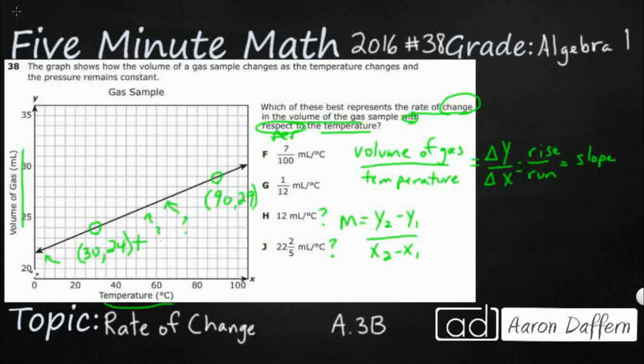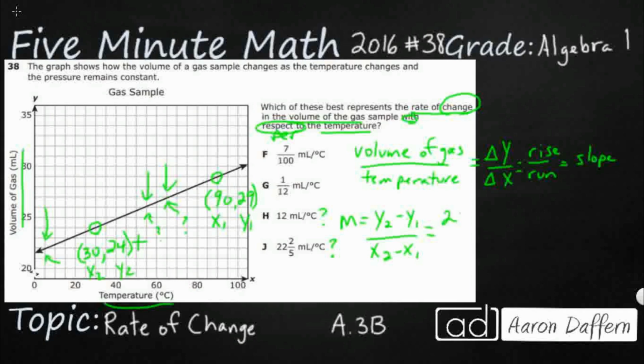So this spot right here is close. This spot right here is close. This spot right here is close. But if they don't give you any points, don't pick the close ones. Find ones that are exact. So let's make this my x1 and my y1. Let's make this my x2 and my y2.